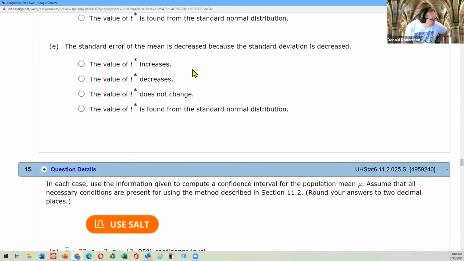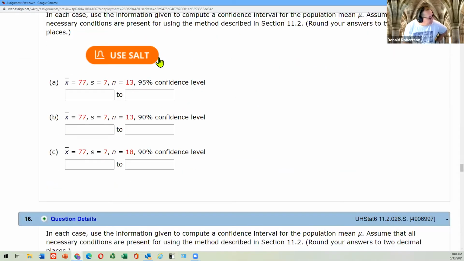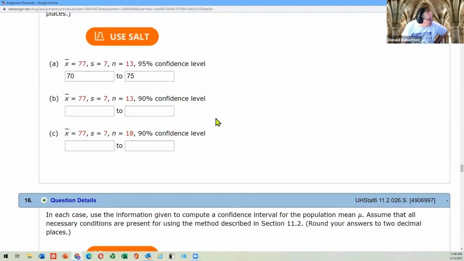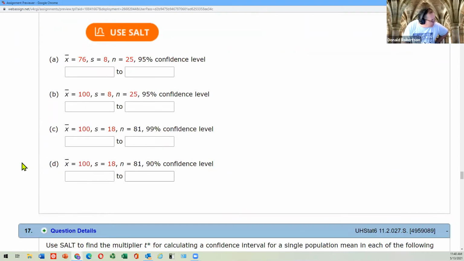And there's some more, same kind of story. Right, don't use salt. Here is a classic. There's the mean, there's the standard deviation, there's the sample size. Do a 95% confidence interval. And when you're finished, I'm making this up, 70 to 75, right? That's all you write down, or whatever it really is. Same question, lots and lots of practice.